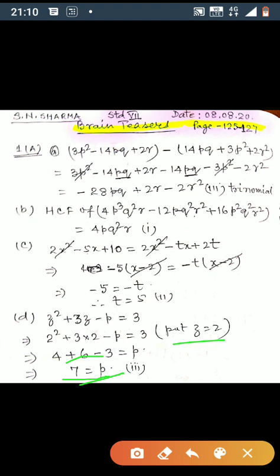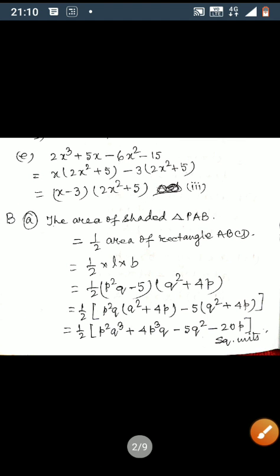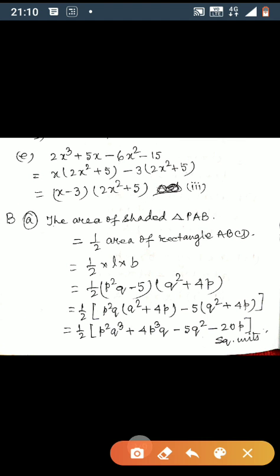So the answer is 3. Next, factors of 2x² + 5x − 6x² − 15r. The common factor of the first term and second term is x. x common, so it can be written as x(2x + 5). The common factor in the third and fourth terms is −3. So −3 is common, and it can be written as −3(2x + 5). So it is equal to (x − 3)(2x + 5). So your answer is 3.